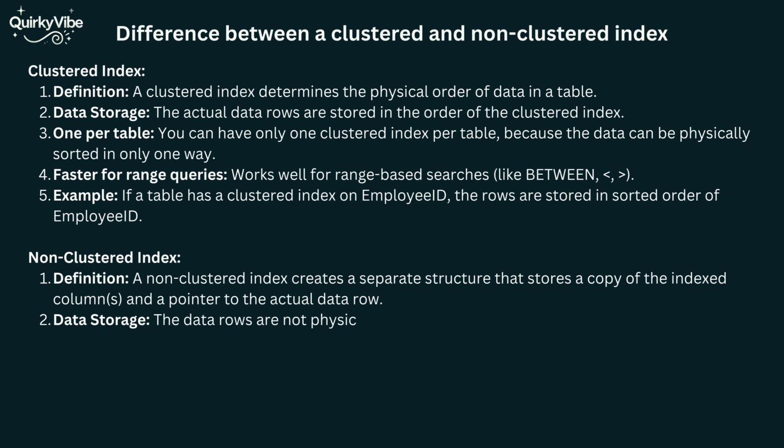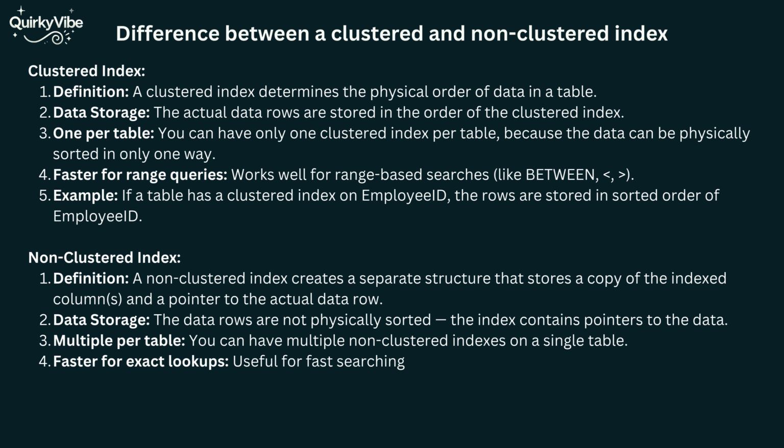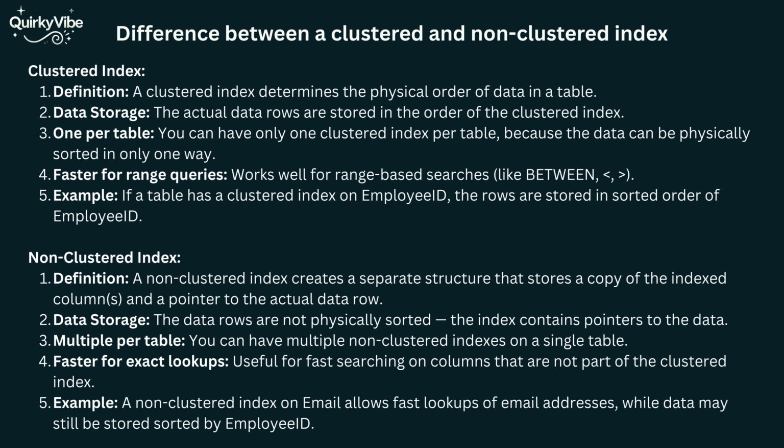It's best for quick searches, like finding one specific email address. Example, a non-clustered index on email helps you search emails quickly, even if the data is stored in order of employee ID. In simple terms, a clustered index is like arranging files physically in order. The data is sorted. A non-clustered index is like a lookup guide. It points to where the data is. Both are used to speed up queries, and knowing when to use which can really improve performance.